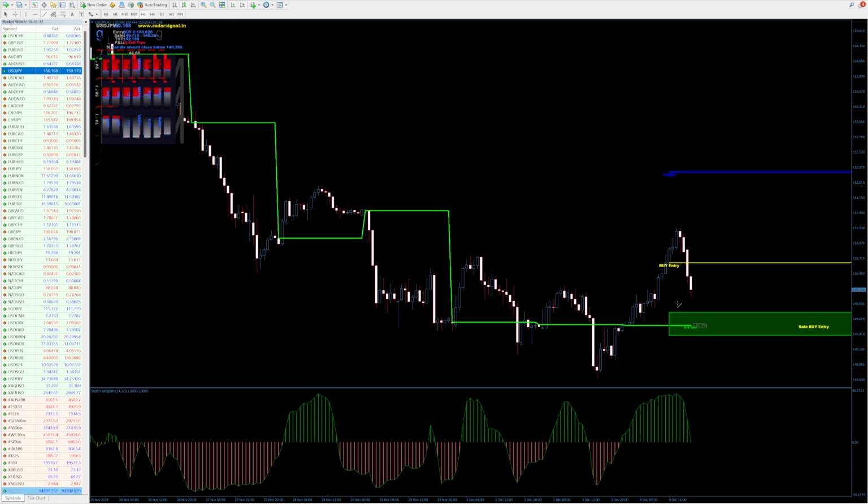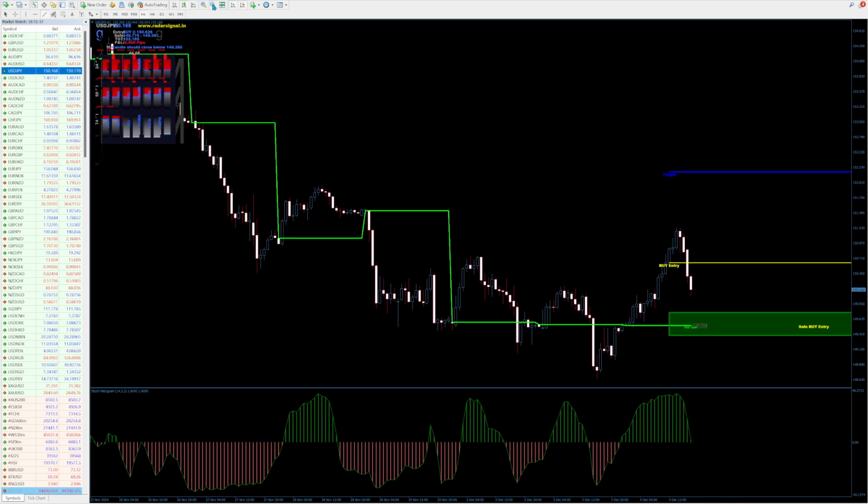For example, what I would be doing is using a trailing stop and a break even. So if we buy in the zone here and price goes up, I'm going to look to move my stop loss to break even as soon as possible and then just trail the price.